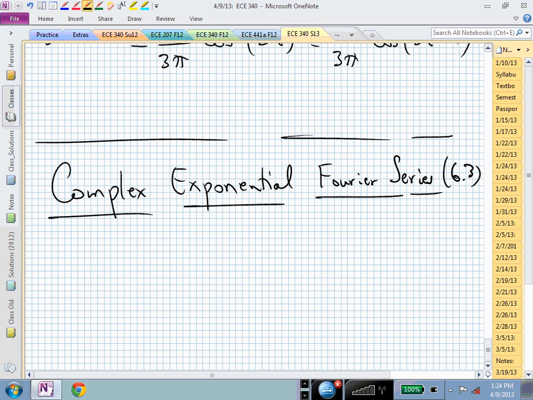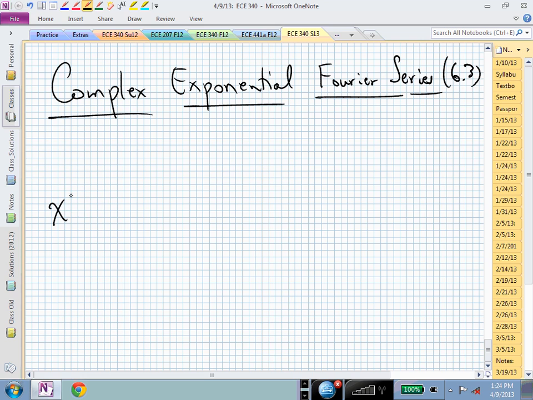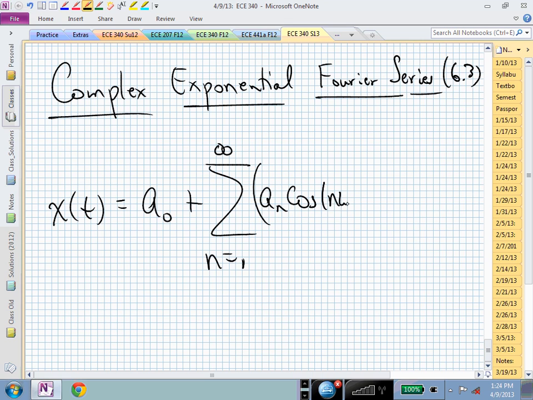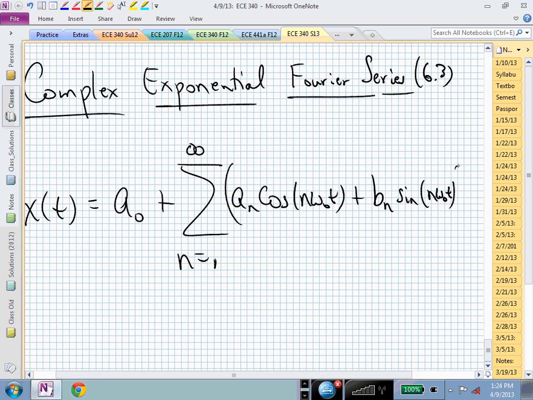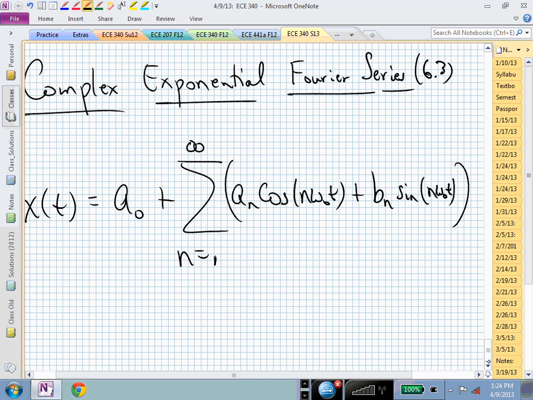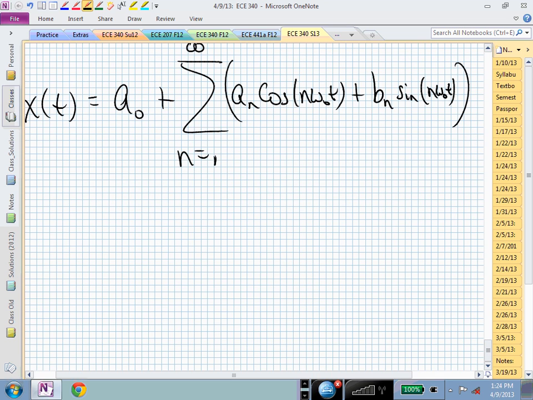All right, where do we want to go? Complex exponential Fourier series. Now what we can do is say, here's x of t, here's a sub 0 plus all of these sines and cosines. Let's start with what we know. We're comfortable with little a sub n cosine of n omega naught t, plus b sub n sine of n omega naught t. And we are going to sum an infinite number of those terms.